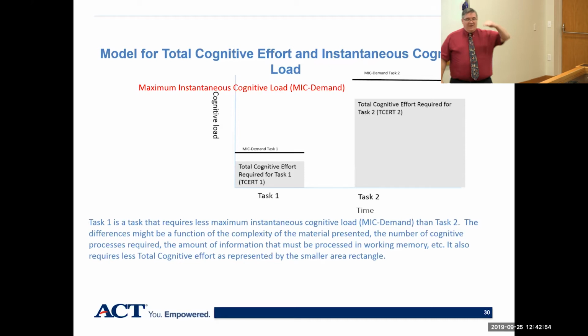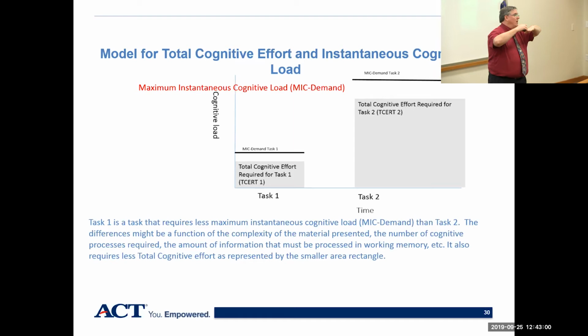When you have to deal with the most data at the same time with the most complex cognitive processes, that's the hardest part of the problem that you have to do. And then there's this total cognitive effort that's required to solve the task. And that's really an area of space, because you might do that by working really hard for a short period of time. You might be the tortoise and the hare. You might be slow but steady wins the race.